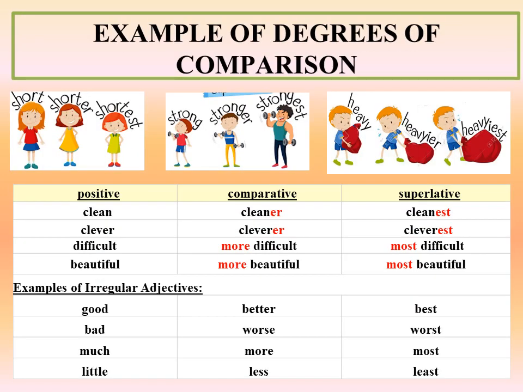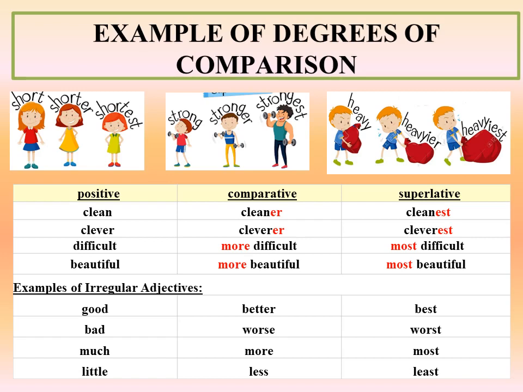Now, let's look at the examples of degrees of comparison, students. Now we learned the meaning of positive, comparative and superlative. So, we will take the word clean. Positive: clean. Comparative: cleaner. Superlative: cleanest. Clever, cleverer, cleverest. So for certain words, when we have the comparison, ER will be added for comparative, and EST will be added for superlative.